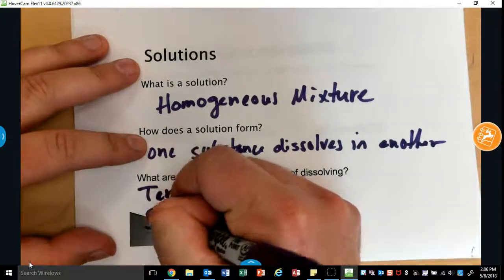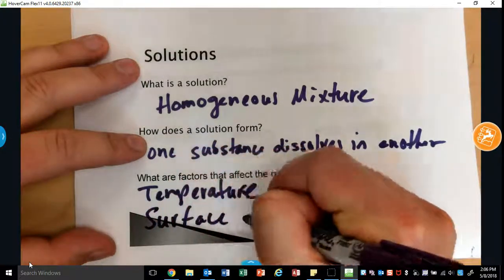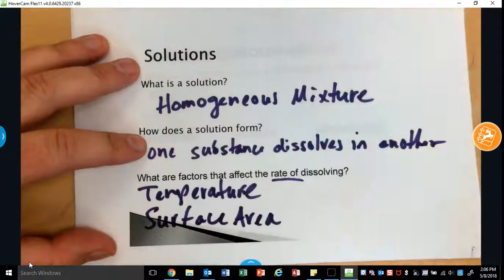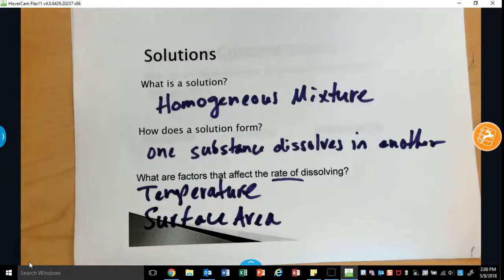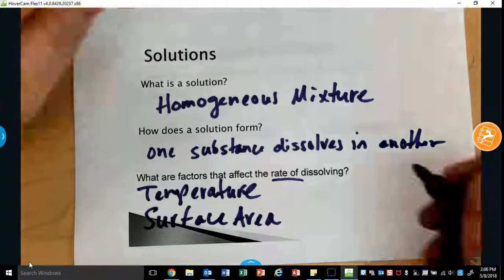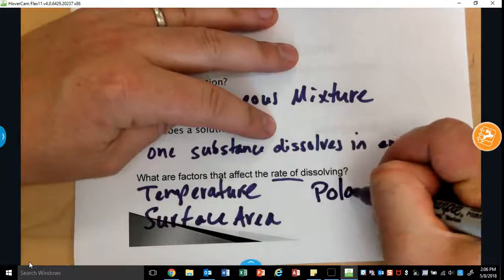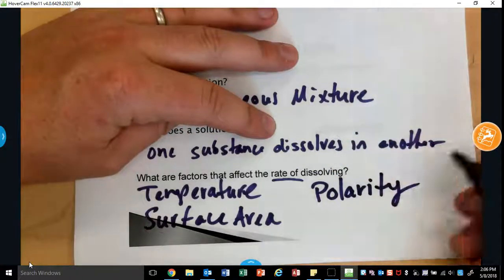Another factor is surface area. Back in the day, people used to use sugar cubes. If you had a sugar cube versus powdered or granulated sugar, you'd see that the granulated sugar would dissolve in water much faster. And the third is polarity.